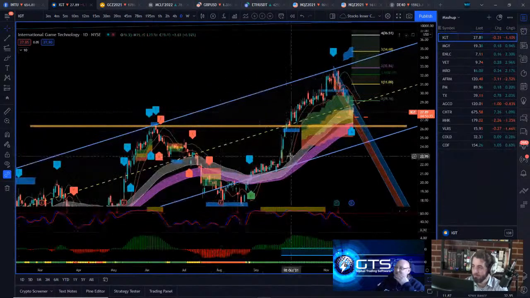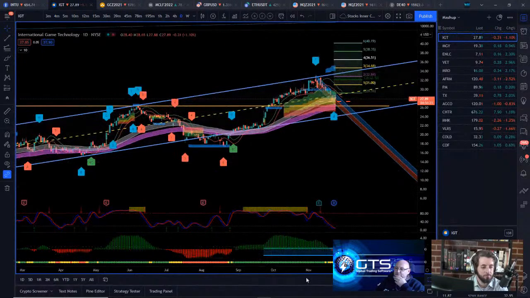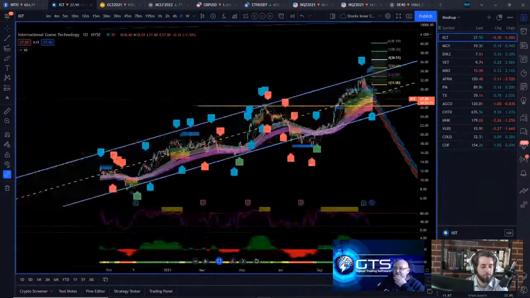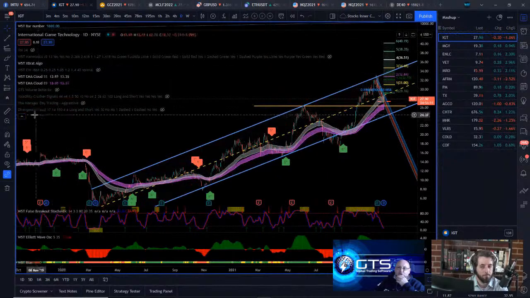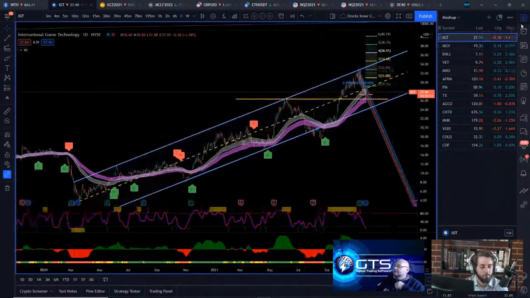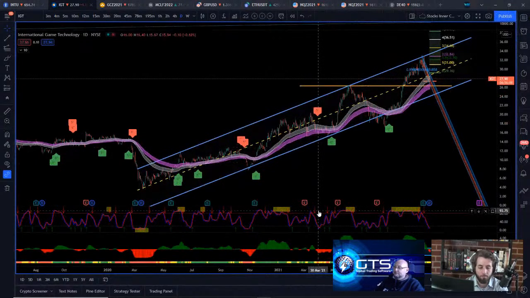IGT, International Game Technology. First of all, what I'm going to do is just take the Elliott Wave off there a second. I just want to go back to basics. And we're going to look at this, and we're going to identify that it doesn't take the brains of a rocket scientist to see that that is in a bullish trend. So we don't really want to be shorting that at any point, as long as it remains in our channel.